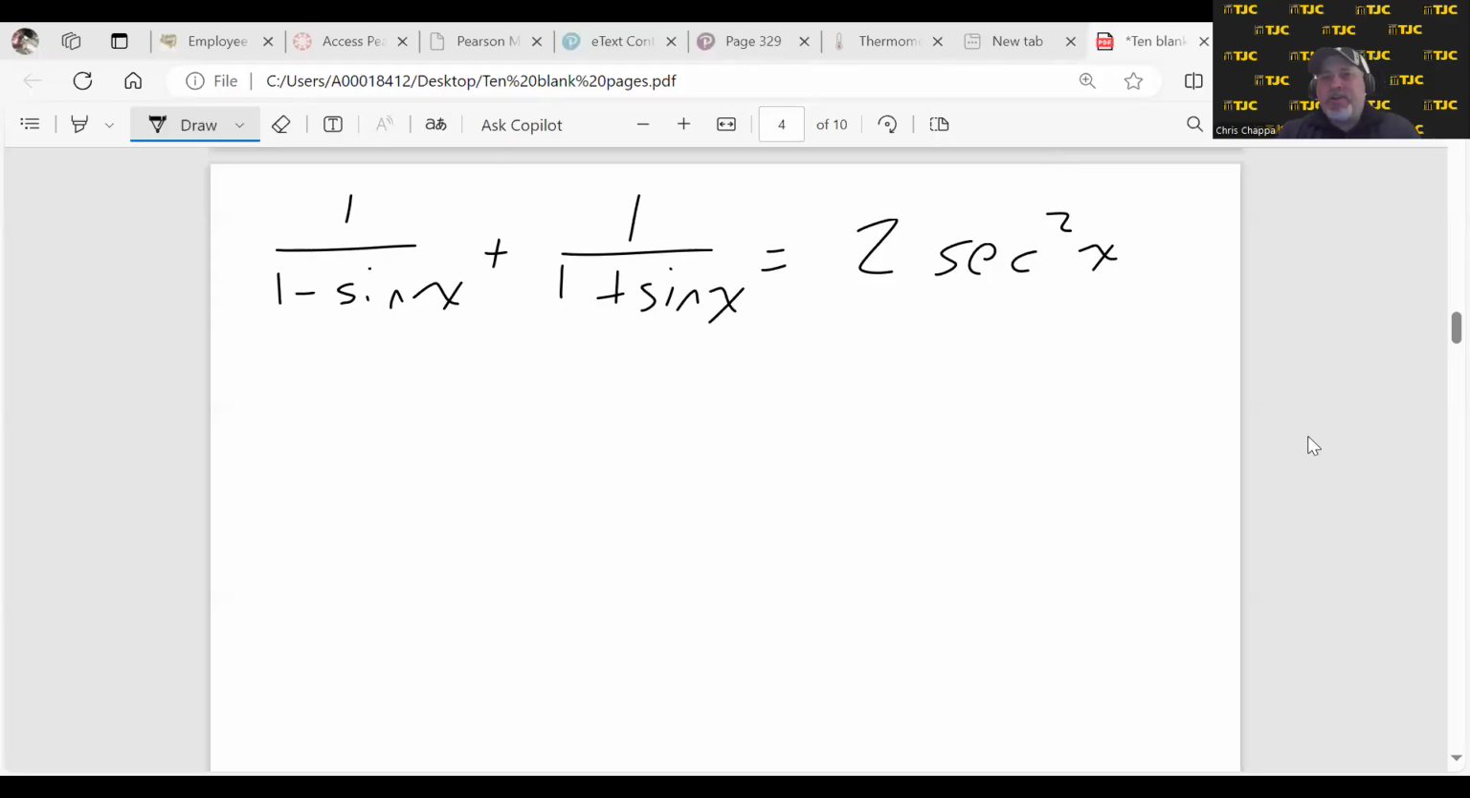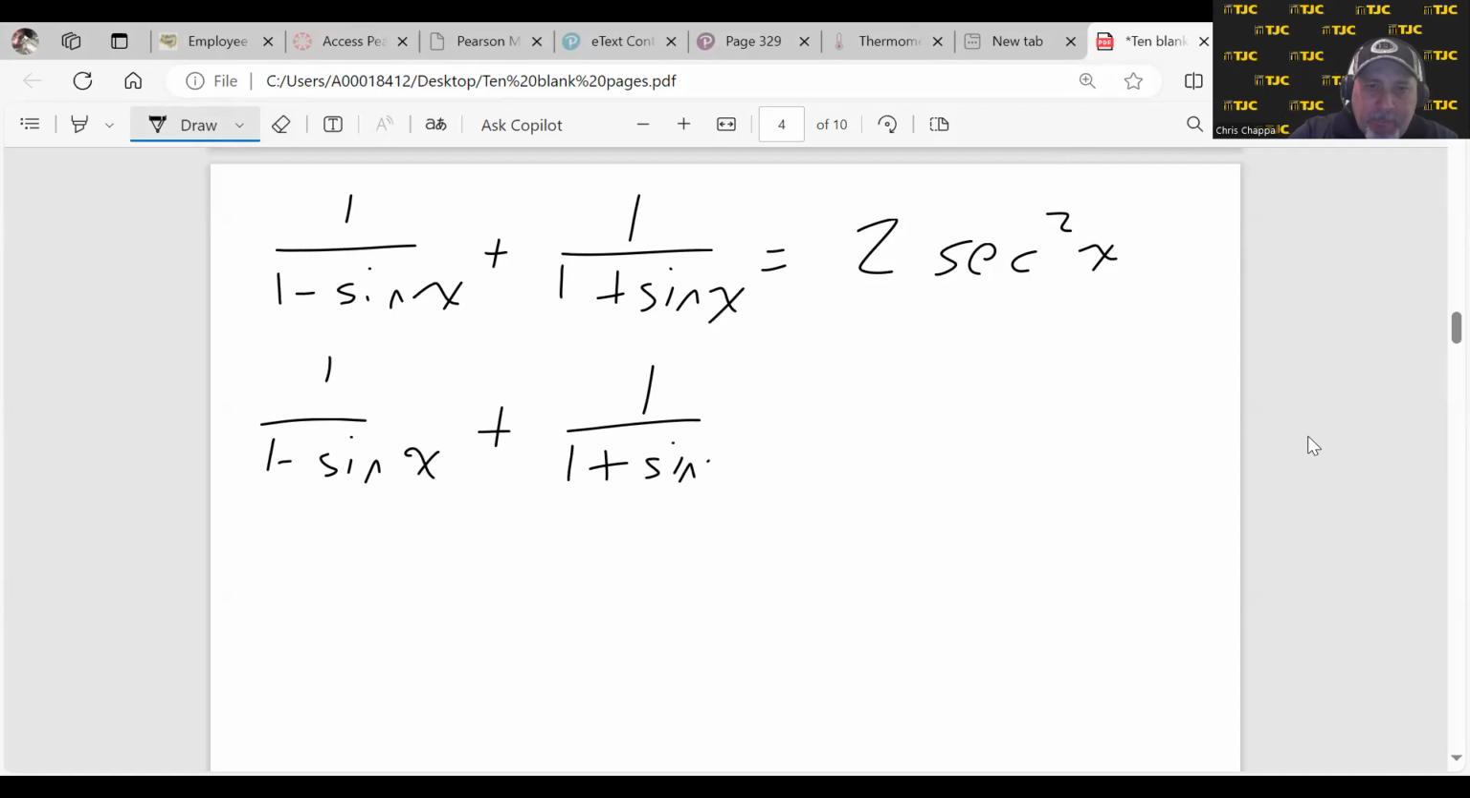All right, so here's the identity we're proving. Notice I did write it with x's instead of thetas. The variable actually doesn't matter as long as you're consistent across the board. So we're going to start with the left side, the 1 over 1 minus sine of x. I can draw better than that. I had a stylus, but it stopped working, so I'm having to use my finger. Plus 1 over 1 plus sine of x.